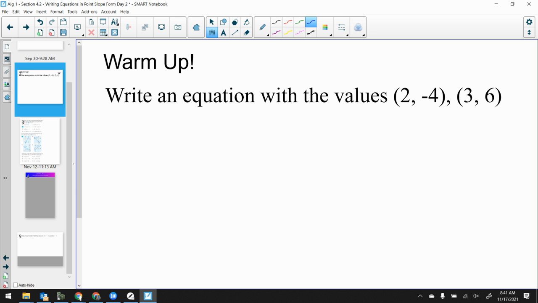Is the slope given to me? No. The slope is not given to me. Is there an m equals? No. Is there a slope is? No. Do I have a way to find it? Yes, I have 2 points. So let's start there. Remember that the slope formula is y2 minus y1 over x2 minus x1.